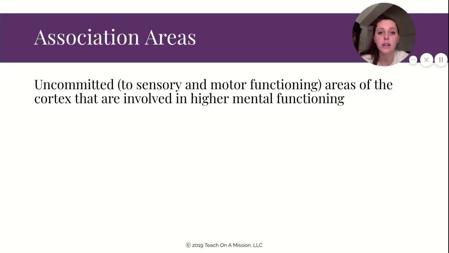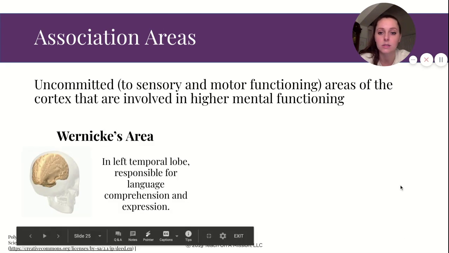Now, association area. So these are really important areas, but they're not as important as the different lobes, right? They just get put in a slightly lower category. So uncommitted areas that involve higher mental functioning. So these are really important, but they're just kind of separate from our sensory and our motor functionings.